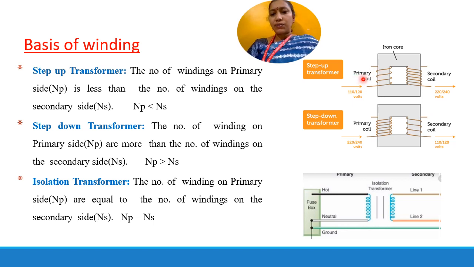For a step-up transformer, the primary side windings are less compared to the secondary side windings. For a step-down transformer, the primary side windings are more compared to the secondary side. For an isolation transformer, primary and secondary sides are both equal.